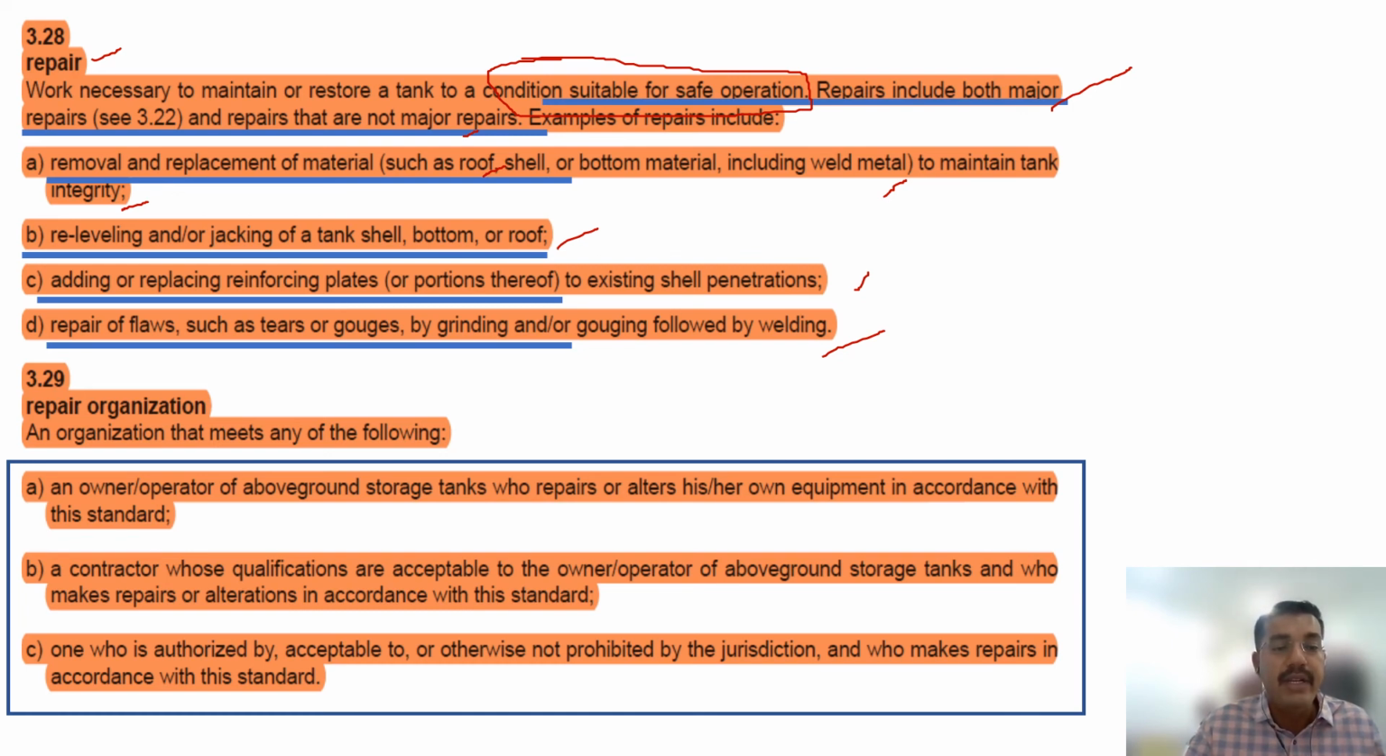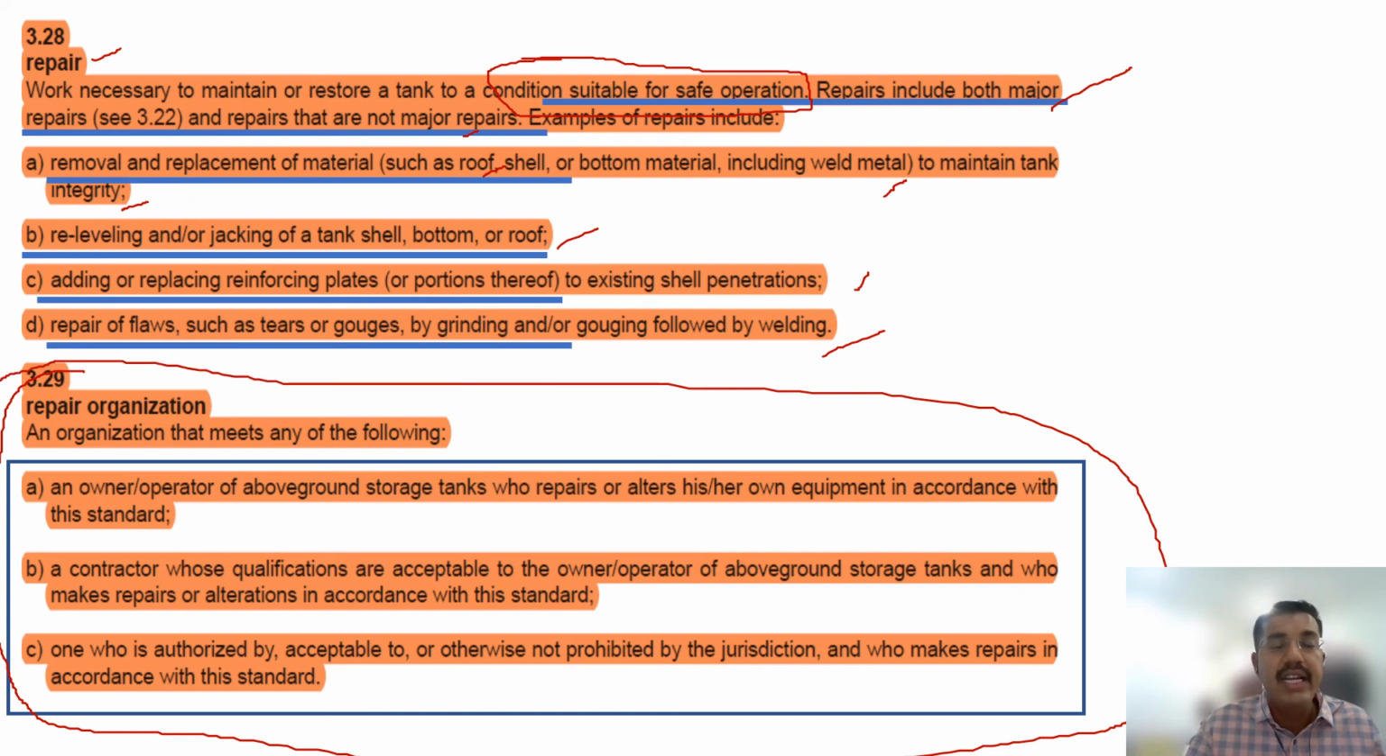Then we come next, the most important part is repair organization. Once we read before inspection organization, now it is repair organization. Who can inspect? After doing inspection, we have to do the repair. First do inspection, first find out where the repair is required, then do the repair. Who will do the repair? The repair organization. Then who is a repair organization?